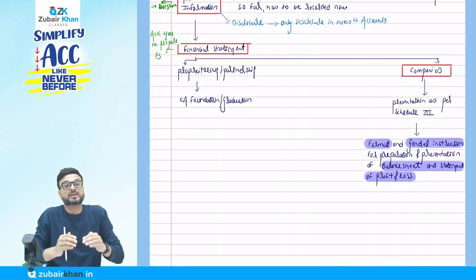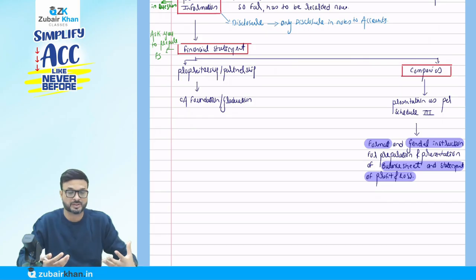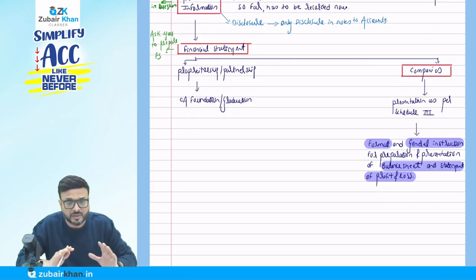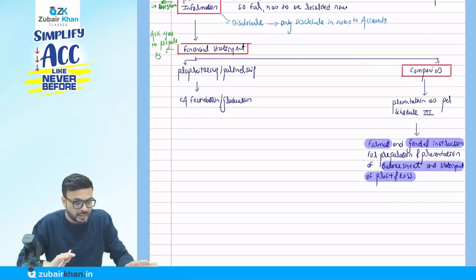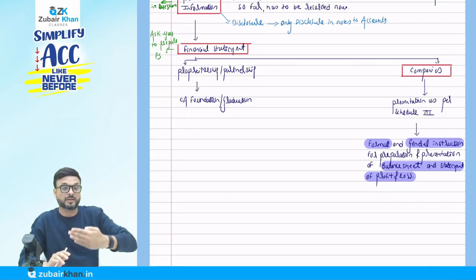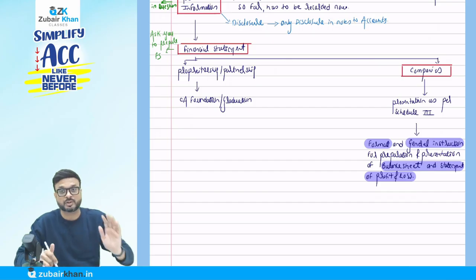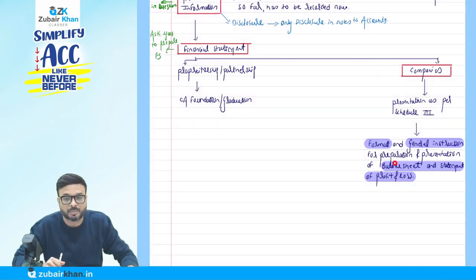But Schedule 3 talks about only the presentation of financial statements. Obviously, the basics of accounting is not going to change ever. It is only the presentation style that is going to change. We have to prepare the financial statements on the basis of Schedule 3 of the Companies Act, and then we'll prepare what? Balance sheet and the profit and loss account.